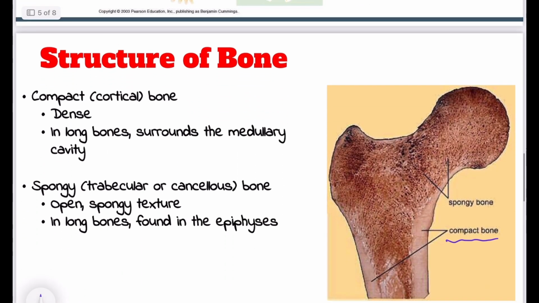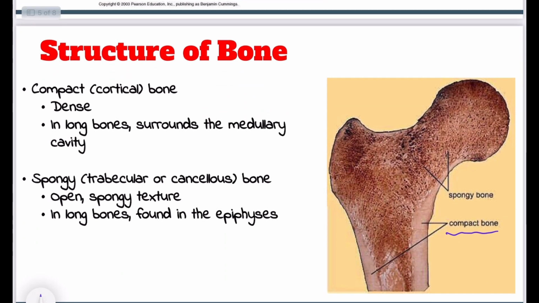Now let's go over the structure of bone. Bone is composed of compact bone, which can be seen here on the right, and it's a dense type of bone. And in long bones, it surrounds the medullary cavity. Now, the spongy bone, which is seen here on the right as well, is an open, spongy structure, and in long bones is found mainly in the epiphysis.